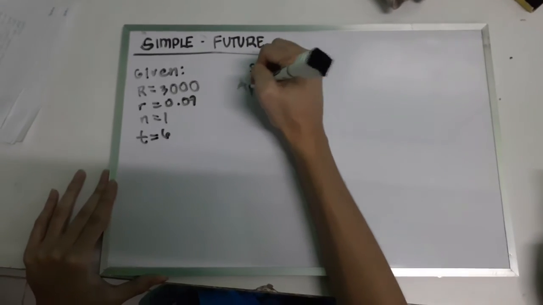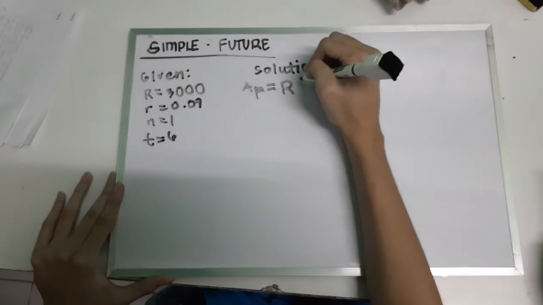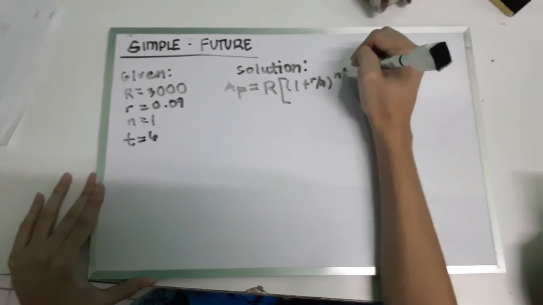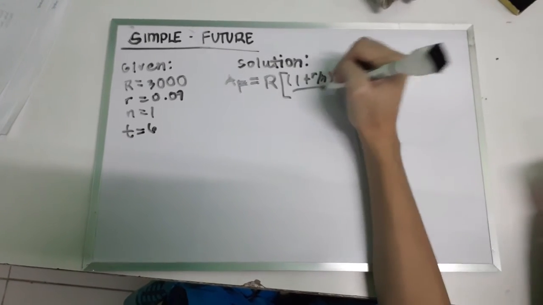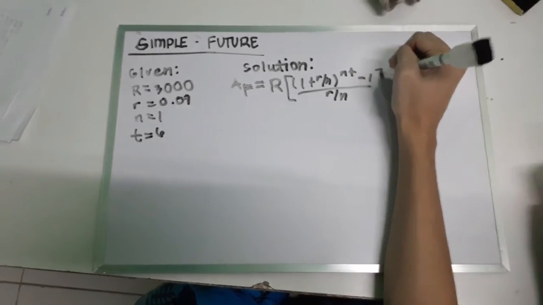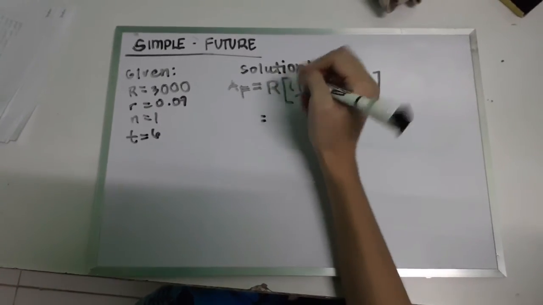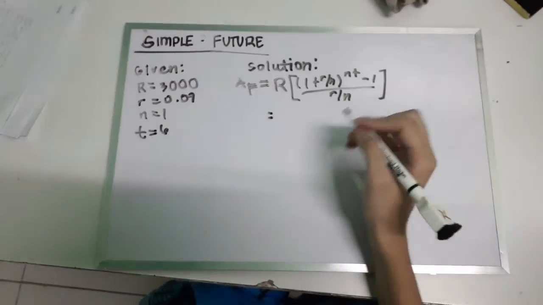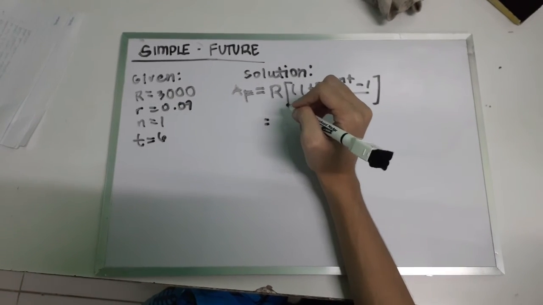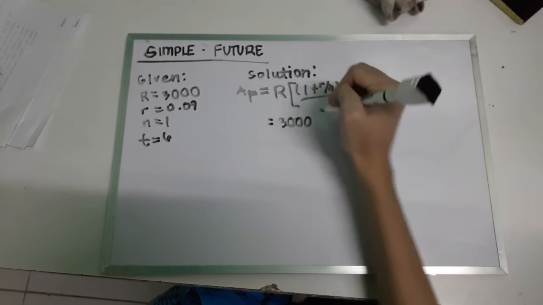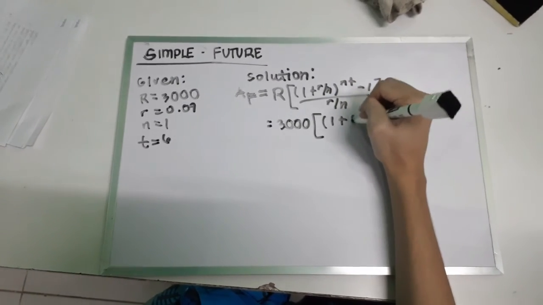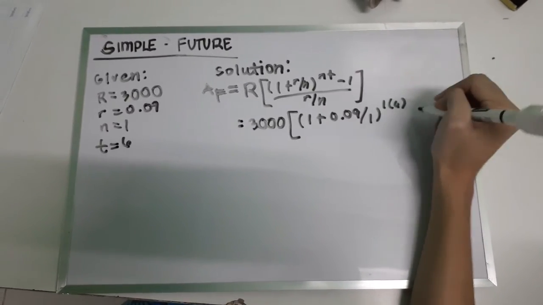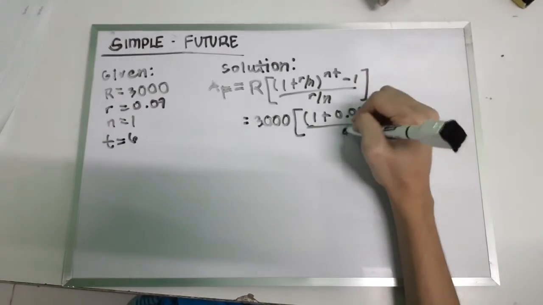The formula for the future value of simple annuity is A sub f is equal to R times the quantity of 1 plus R over n to the power of n times t minus 1 all over R over n. We will have to substitute the values from the given to the variables in the equation. So, it will go like 3,000 times the quantity of 1 plus 0.09 over 1 to the power of 1 times 6 or just 6 minus 1 all over 0.09 over 1.